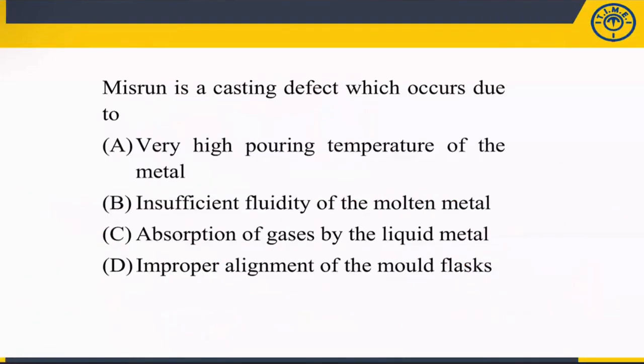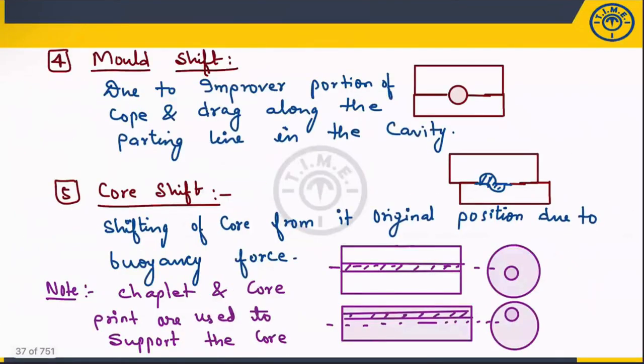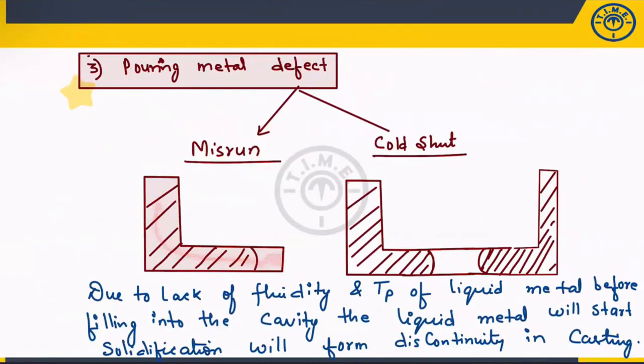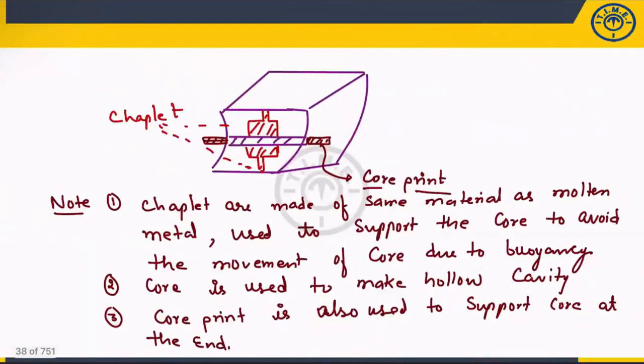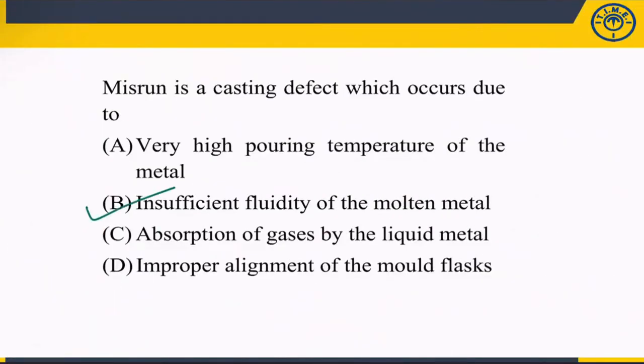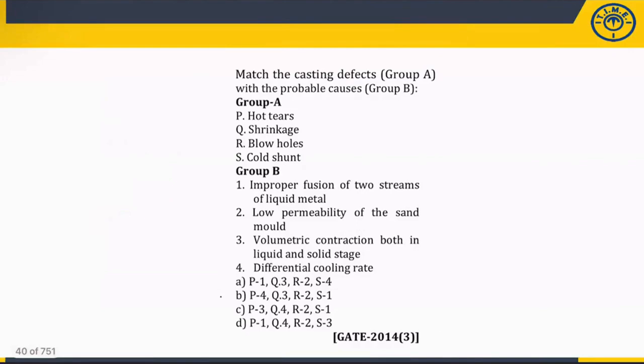Now, this is the question they have asked on defects. Mizran is a casting defect which occurs due to what? What will be the answer? Why is the Mizran happening? Because of the insufficient fluidity, it cannot reach the section. You can see here, it cannot reach the section means it doesn't have good fluidity. That means lack of fluidity. What will be the answer? Option B. Clear?